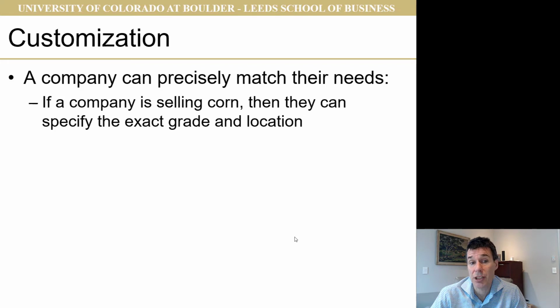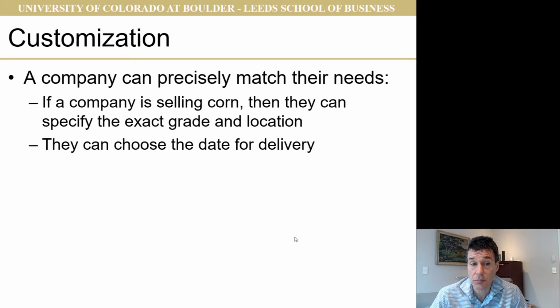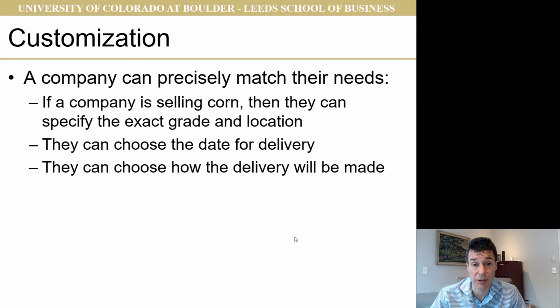Now, in that contract, there's not a lot of customization. But you can imagine if you're selling corn, then you might customize what grade, right? You're selling corn, you have a certain kind of corn in your fields. So you want to sell that corn, not just any old corn. You might specify where. You might specify the delivery date, or perhaps specify a set of dates over which you can deliver. You can specify how the delivery might be made.